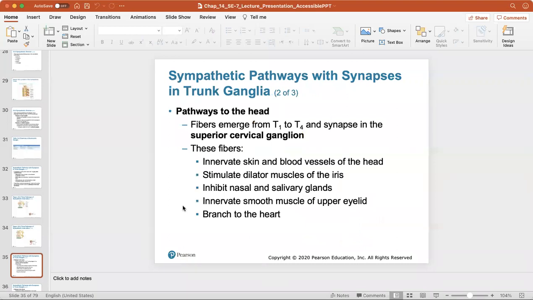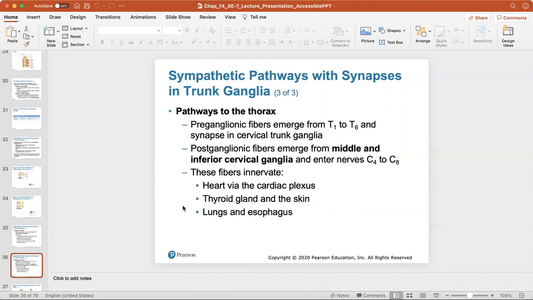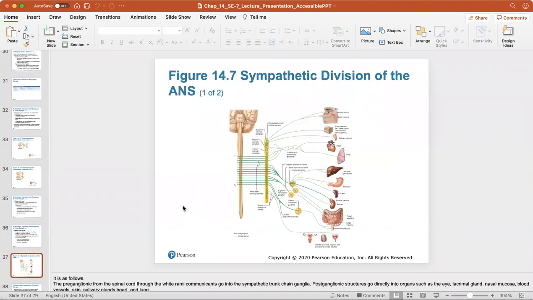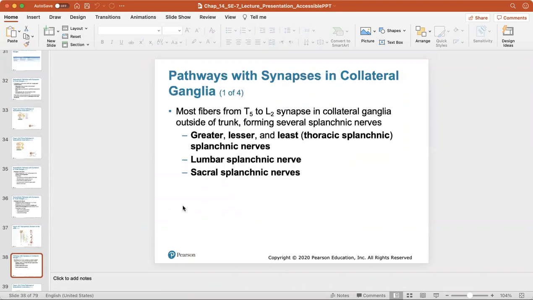Pathways to the head: fibers emerging from T1 to T4 will synapse in superior cervical ganglia, and these fibers will innervate structures in the head, and there will be a branch to the heart. I don't think I have many detailed questions about the different sympathetic pathways and where their synapses will occur, so you can skip over those three slides. What that was just talking about is where these sympathetic pathways will synapse or connect to other neurons in order to make their effect known in the different types of organs.